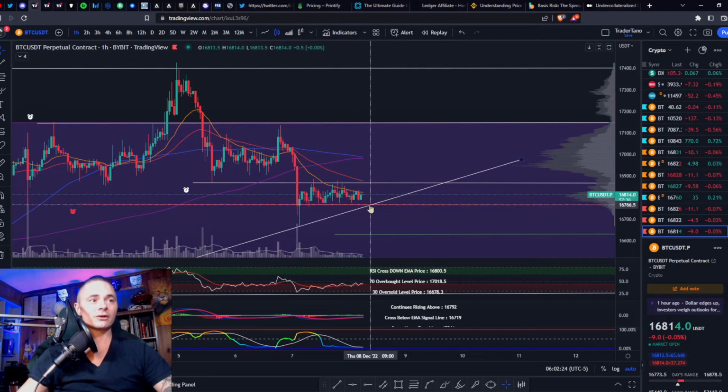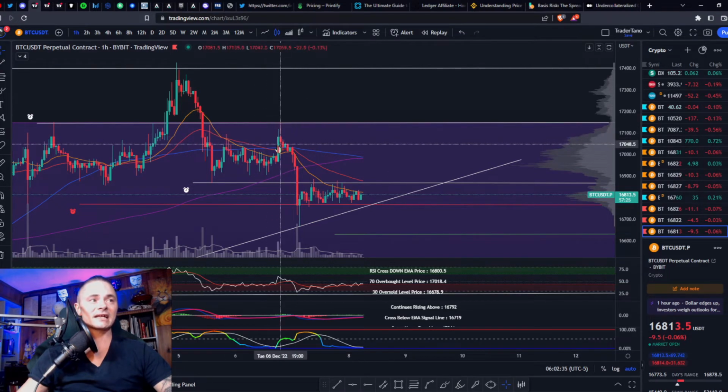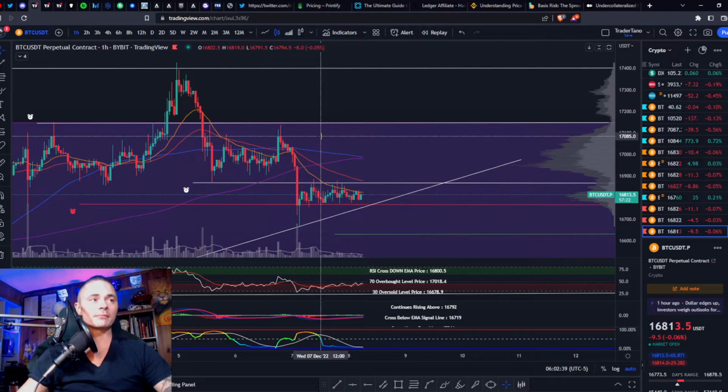Because we could also get the bounce from this trend line, head up, but we need to break that 1780, 1785. Basically this last high right here, this last high closure. All right, if we close above that, that's going to be bullish.